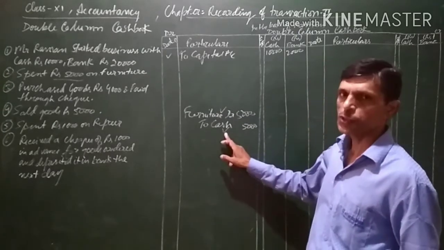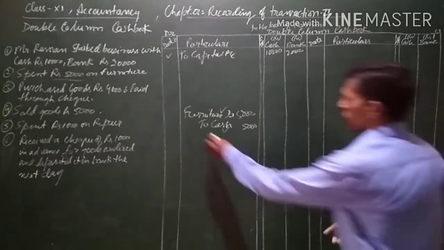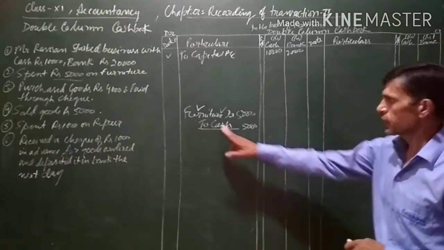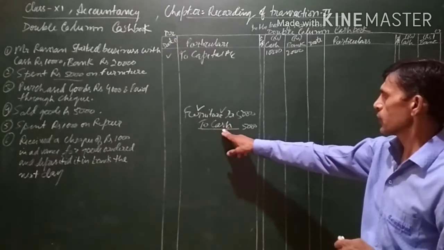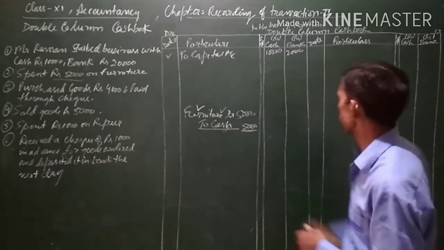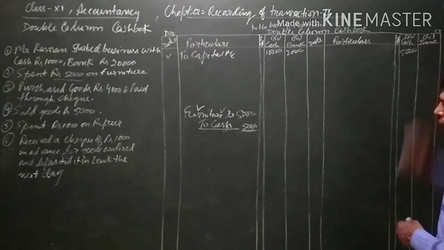Since cash is being credited, on the credit side of the cash book we will be writing this amount. Furniture is debited and cash is credited. Since the cash account is credited, we will be writing this amount in the cash column on the credit side. This is the credit side. In the cash column, we will be writing here 5,000.